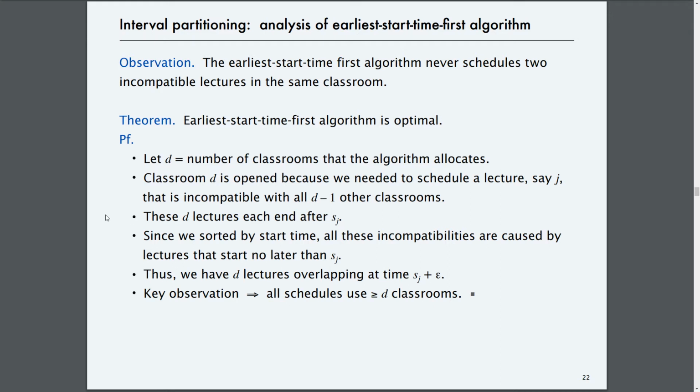So that means we must have D lectures overlapping at time Sj, but it could extend plus some epsilon. Remember that the intervals are open, so if they ended at Sj, then this would be fine. So they extend a bit past Sj. So that means that every single schedule must use at least D classrooms. And therefore our algorithm provides the minimum number.